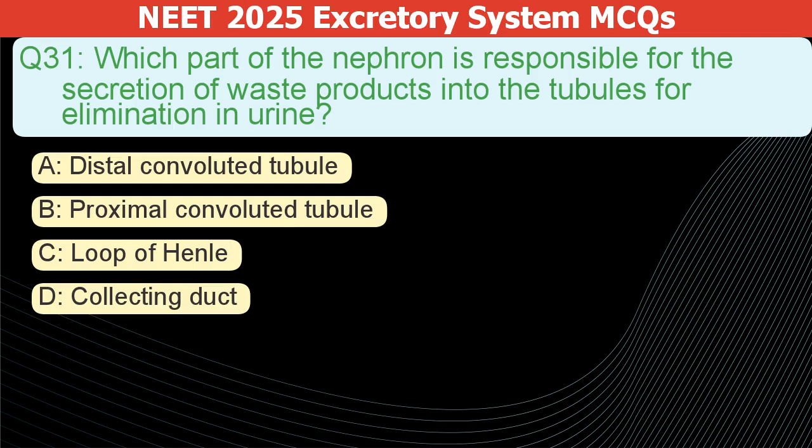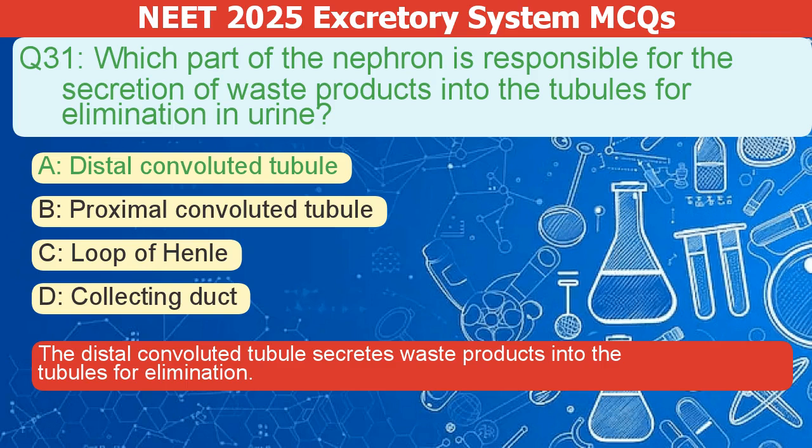Which part of the nephron is responsible for secreting waste products into the tubules for elimination in urine? A. Distal convoluted tubule. B. Proximal convoluted tubule. C. Loop of Henle. D. Collecting duct. The correct answer is A. The distal convoluted tubule secretes waste products into the tubules for elimination.